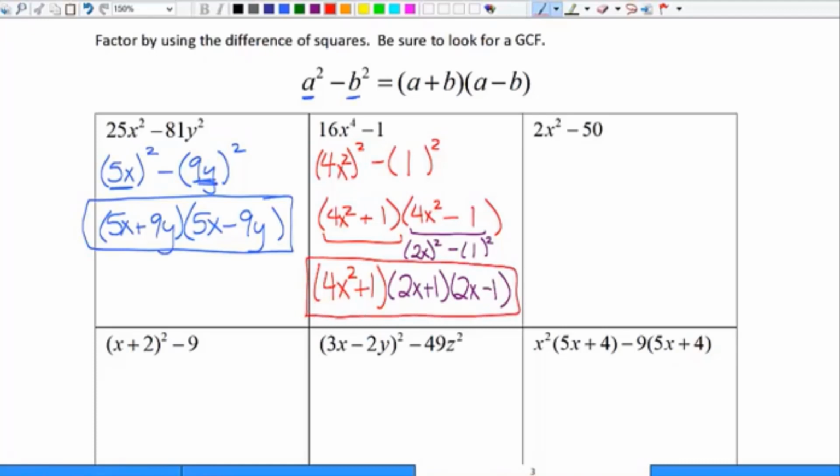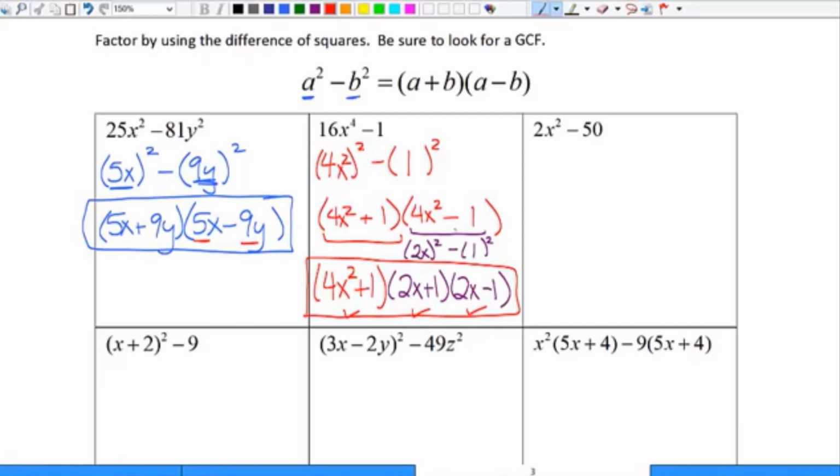And now this is completely factored. The sum of squares can't factor anymore, 2x plus 1 can't factor anymore, and 2x minus 1 can't factor anymore. Now I am completely done. Some students might look at this and say, well, if that can keep going, how come 5x and 9y can't keep going? Well, two reasons. First of all, there's no squares up on the x and the y, and 5 isn't a perfect square.